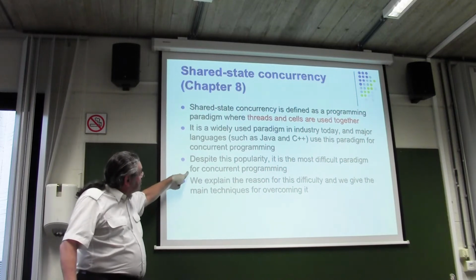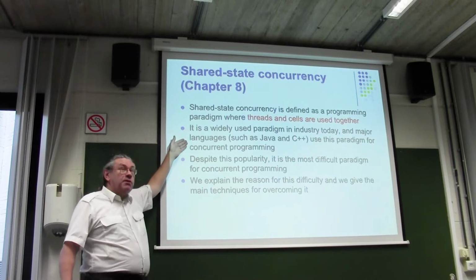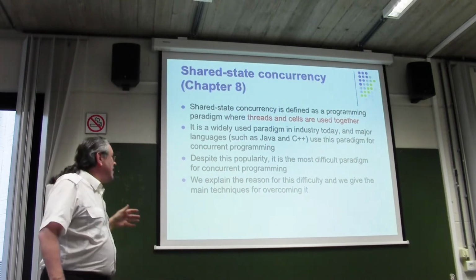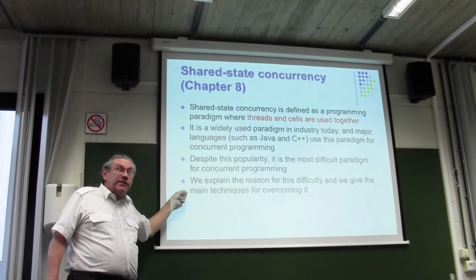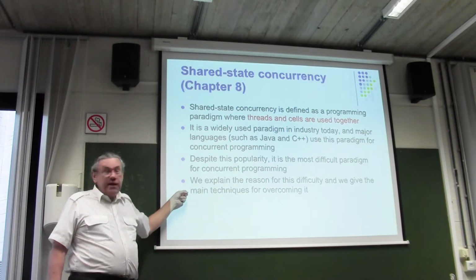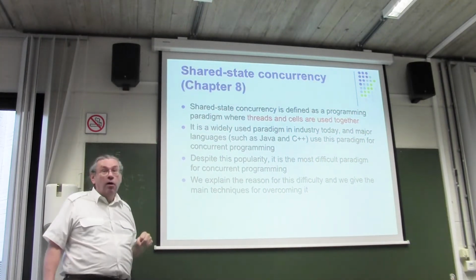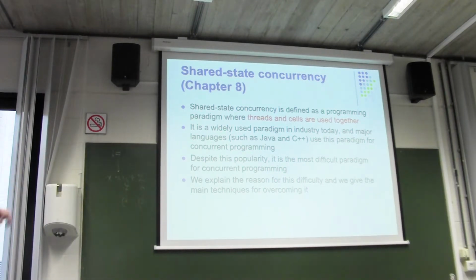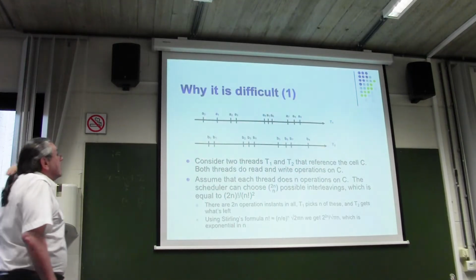So it's the most difficult paradigm. That's funny, huh? It's so popular, and used to be almost the only one, but it's the hardest one. And I will explain why. I want to explain why it's hard. Why is using threads and cells in a program hard? And we can explain that in a very technical, very precise way. Why is it hard? Okay?